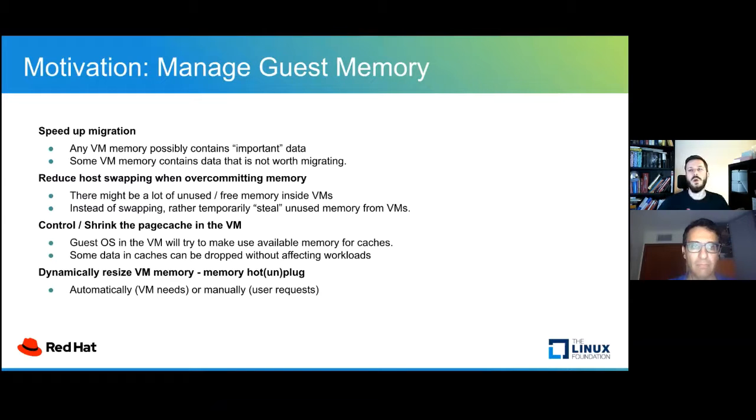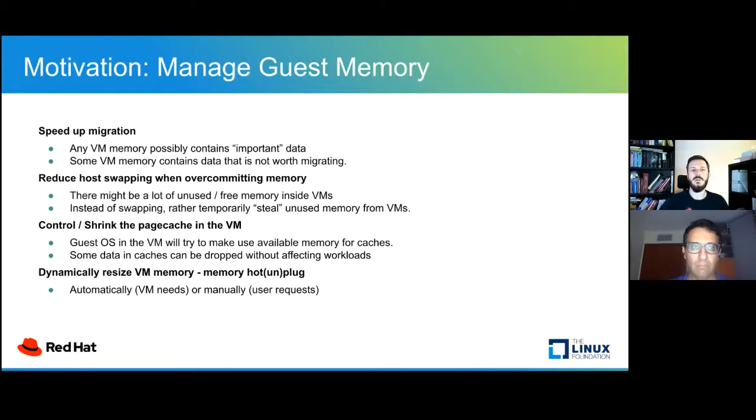First of all, we often want to speed up migration. If you take a look at a virtual machine from the hypervisor point of view, any memory is possibly worth migrating because it might contain important data. But in reality, there is often quite some memory sitting inside virtual machines that is actually not worth migrating, for example, if it's simply free memory. Of course, it's not that easy to identify that memory from the hypervisor and be sure that you don't lose any important data when migrating. So you need some kind of handshake with your guest.